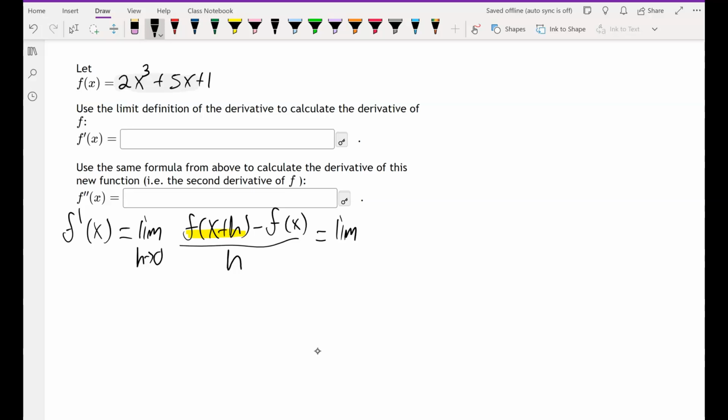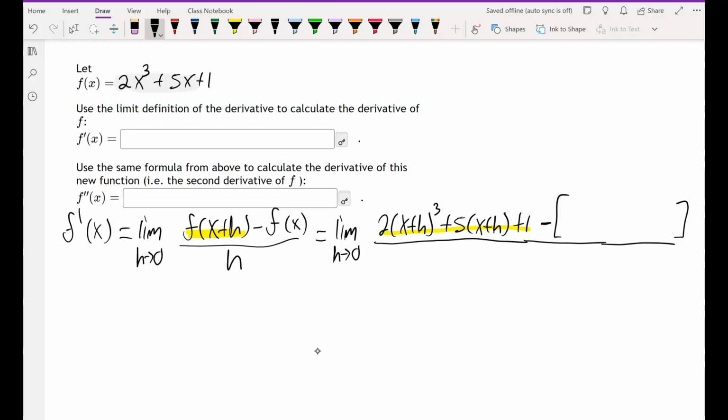So we'll have that the derivative is equal to the limit as h approaches 0 of 2 times (x plus h) cubed plus 5 times (x plus h) plus 1, because our function was 2x to the third power plus 5x plus 1. And that's the f of x plus h part. And then we have to subtract that, and I'm going to put that in brackets to avoid making a mistake with a negative sign. Then we're going to subtract f of x, which is 2x cubed plus 5x plus 1, and I'm going to divide all this by h.